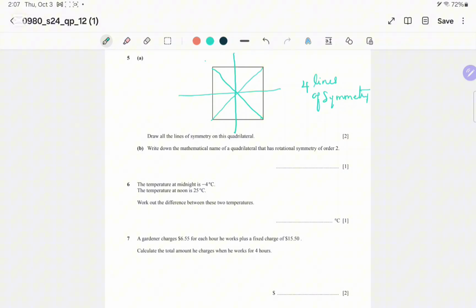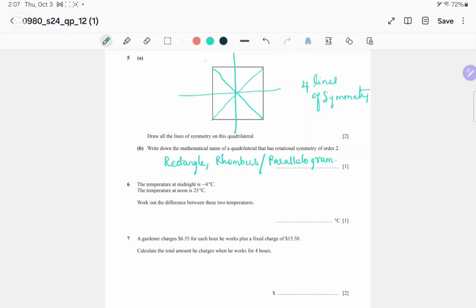Okay, so B part of the question. Fifth B, write down the mathematical name of a quadrilateral that has a rotational symmetry of order 2. So what will that be? It is a rectangle. Either you can write rectangle, or rhombus, or a parallelogram. Any one you have to write. Please be careful in writing it. Rotational symmetry of order 2.